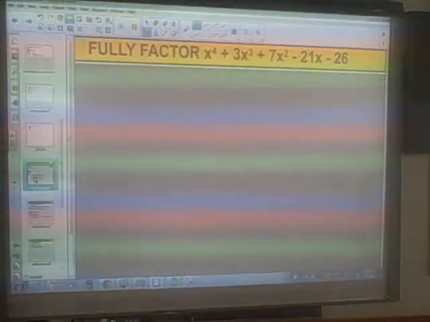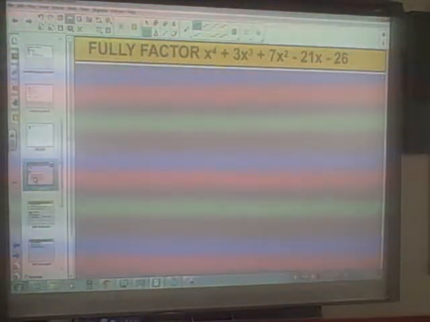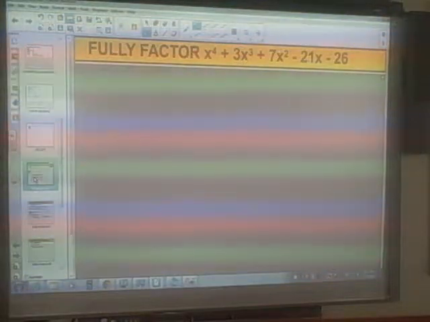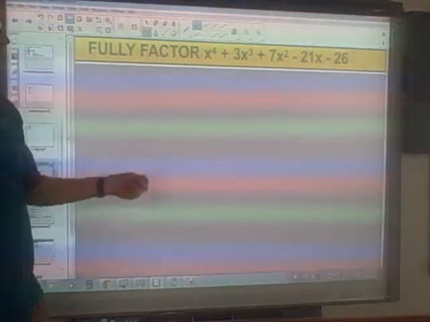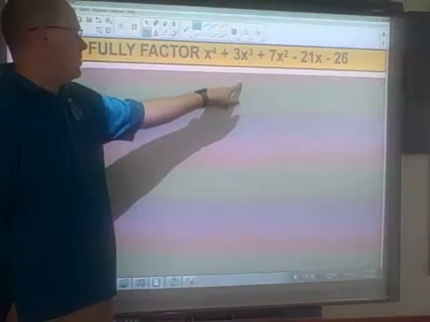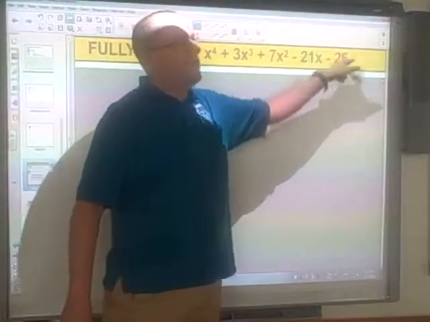Fully factor this. Now this actually looks more like chapter 1 from AICE 2. So one thing we have to do to begin with is find a single factor. First of all, I'm going to try 1. What I'm looking for is numbers that divide into 26.